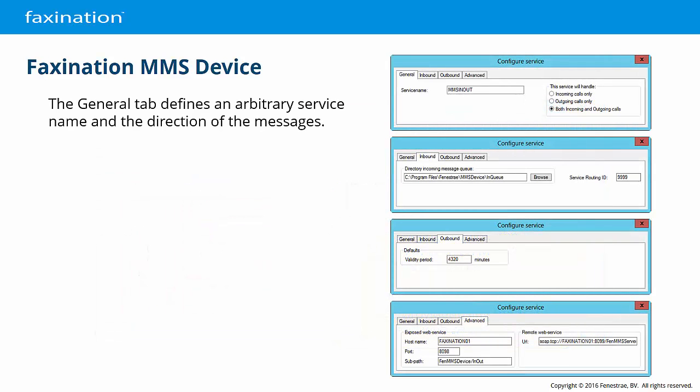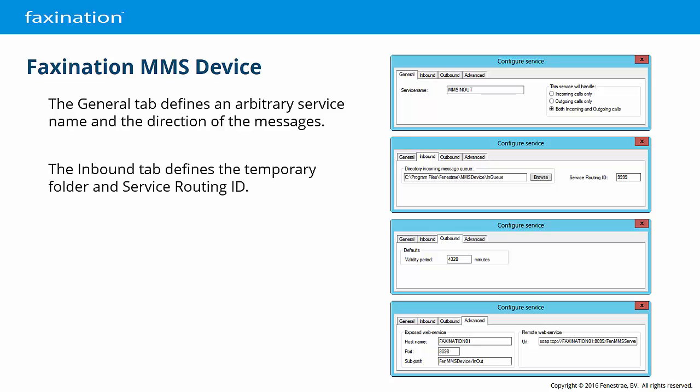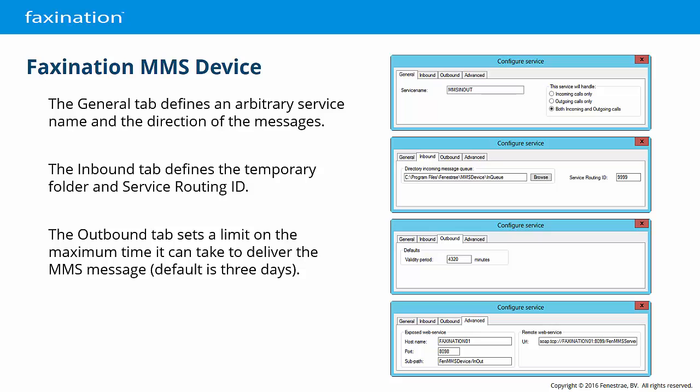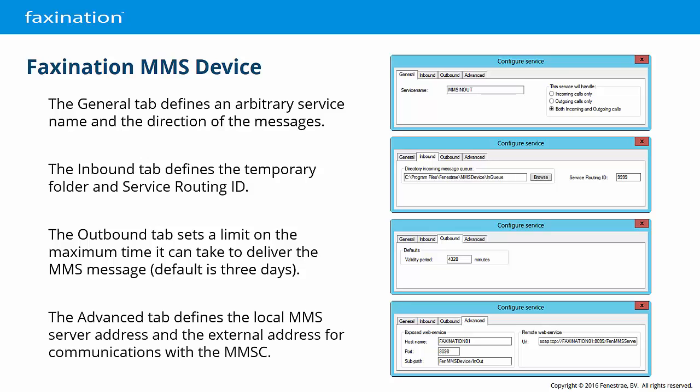For the MMS device, the General tab allows you to configure the service name and the direction of the messages. The Inbound tab defines the folder for temporary storage and the service routing ID. The Outbound tab sets a limit on the maximum time for message delivery. The default is 4,320 minutes, or 3 days. And the Advanced tab defines the local MMS service address and the external address of the MMSC.